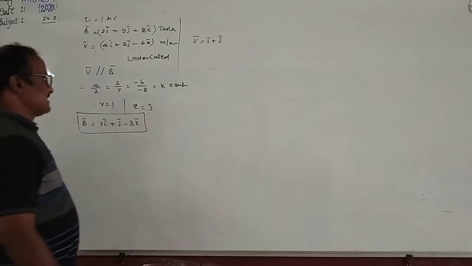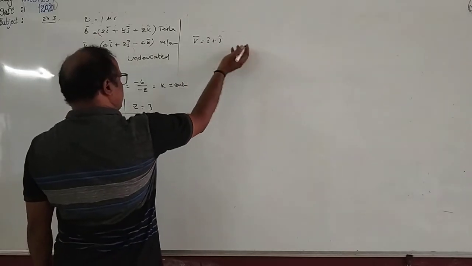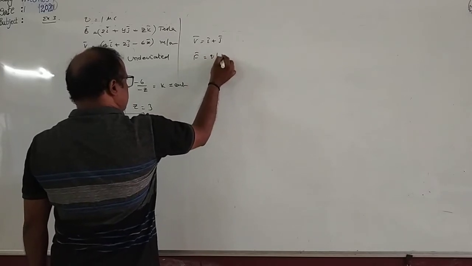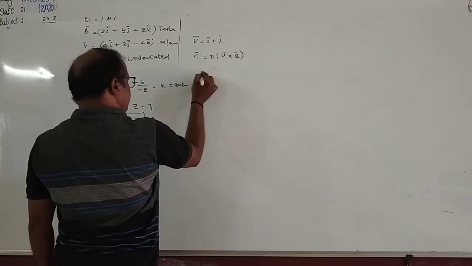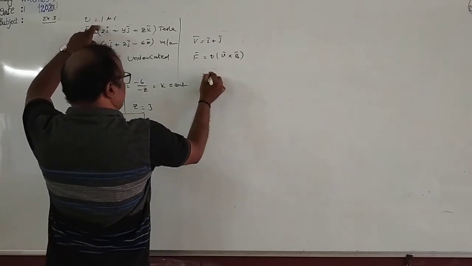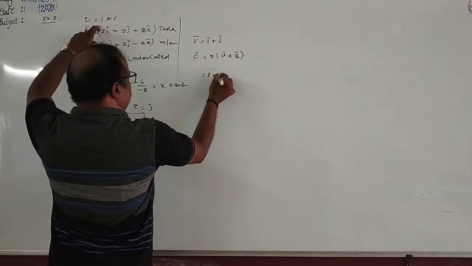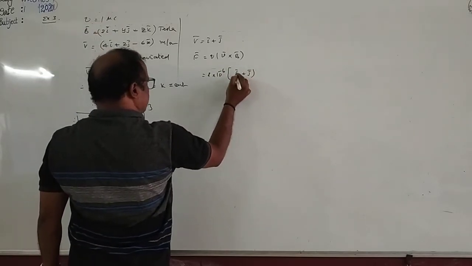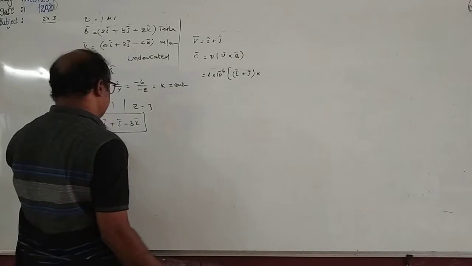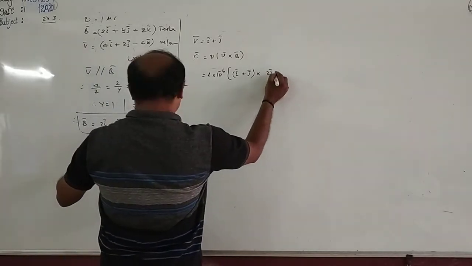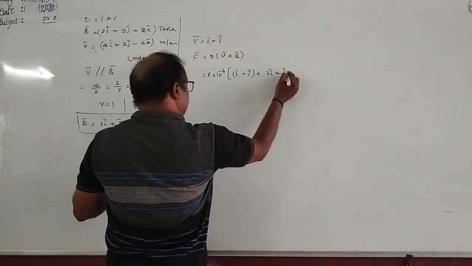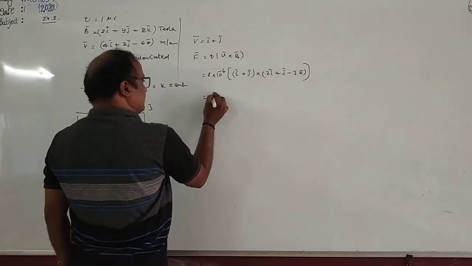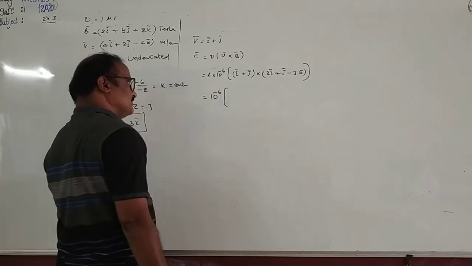In the second case, if the velocity is i bar plus j bar, find the force acting on the charged particle. F bar is equal to q into v bar cross B bar. q is 1 into 10 power minus 6, into v bar equal to i bar plus j bar, cross B bar equal to 2i bar plus j bar minus 3k bar. That is 10 power minus 6 into, cross multiply this.